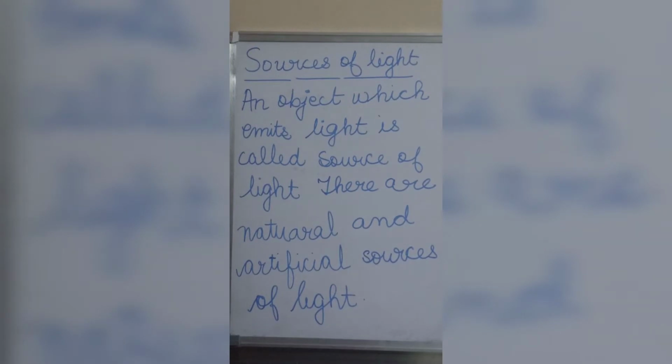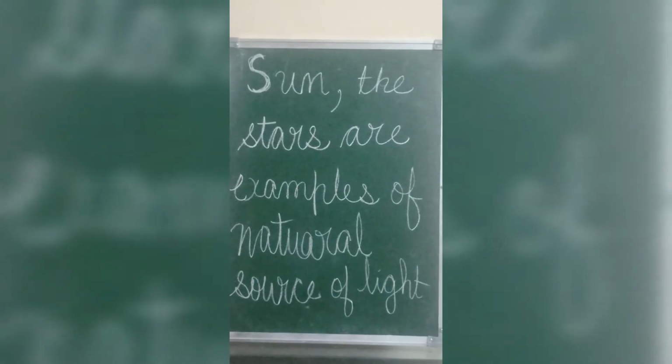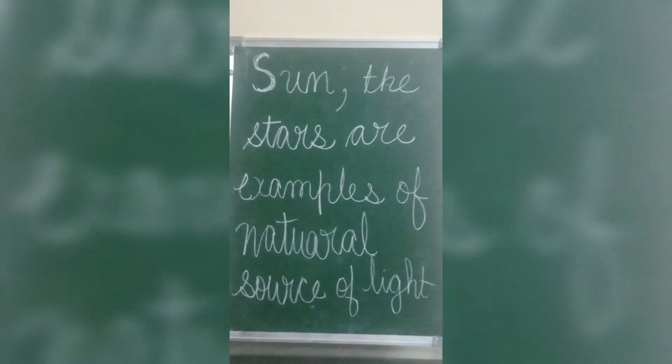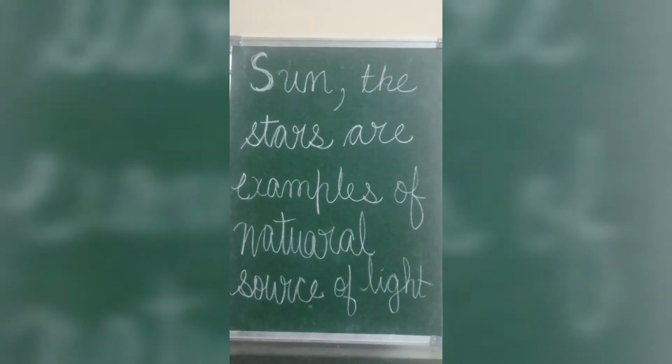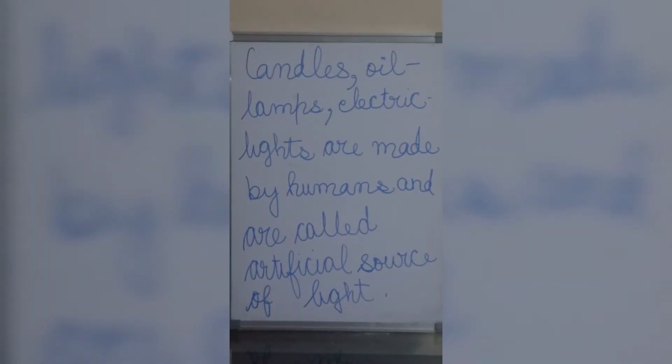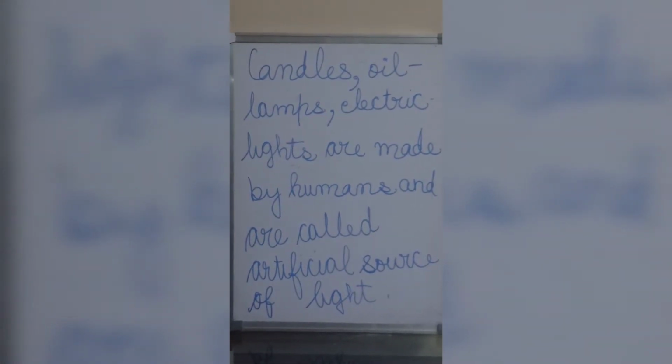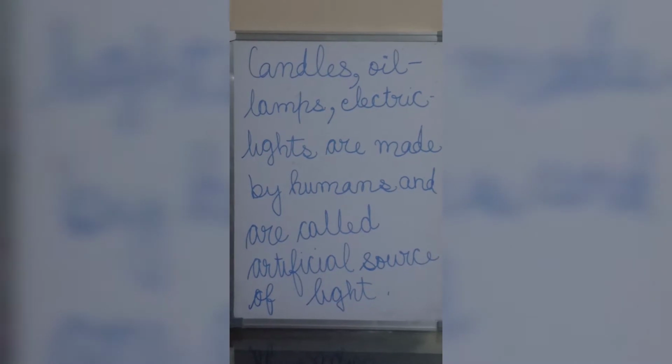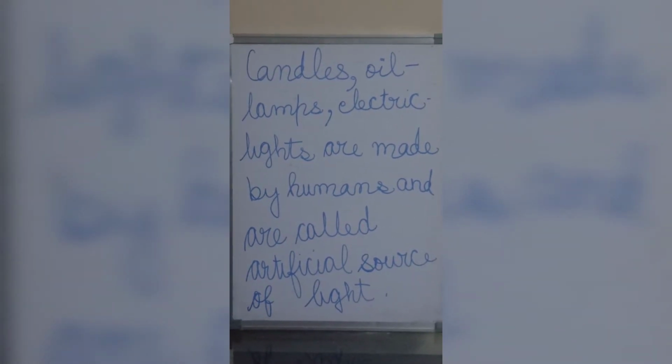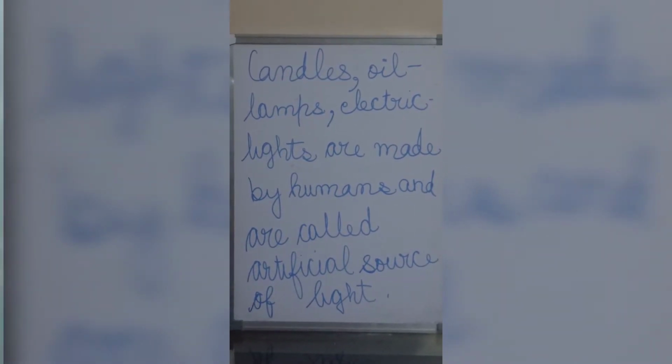Now we will discuss the sources of light. What do you mean by source of light? An object which emits light is called a source of light. There are natural and artificial sources of light. The sun and the stars are examples of natural sources of light. Candles, oil lamps, and electric lights are made by humans and they are known as artificial sources of light.